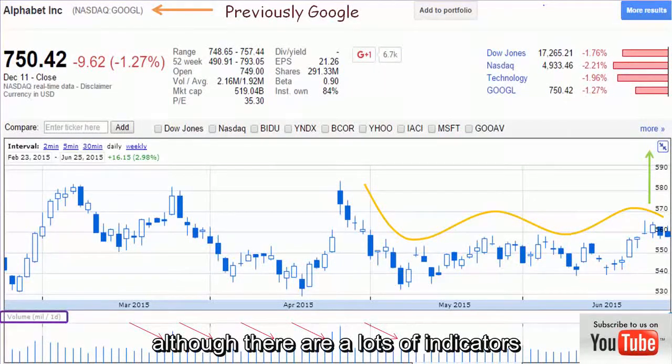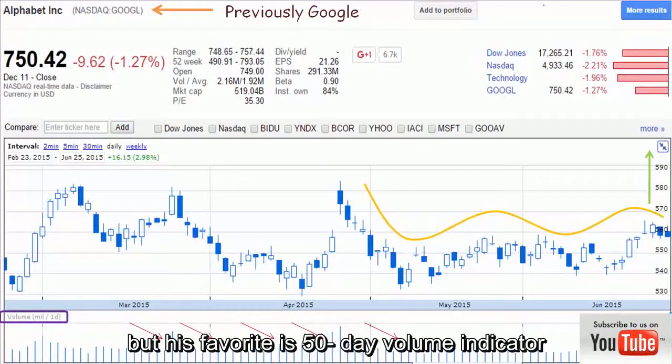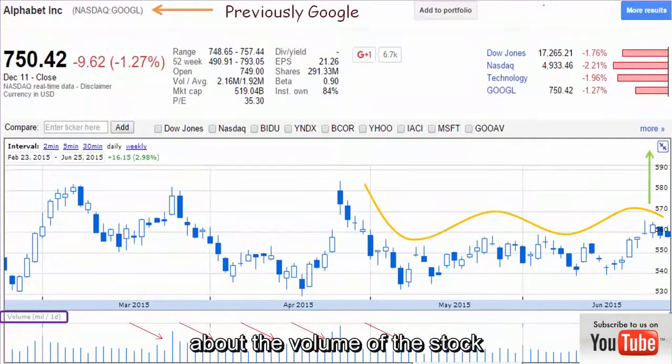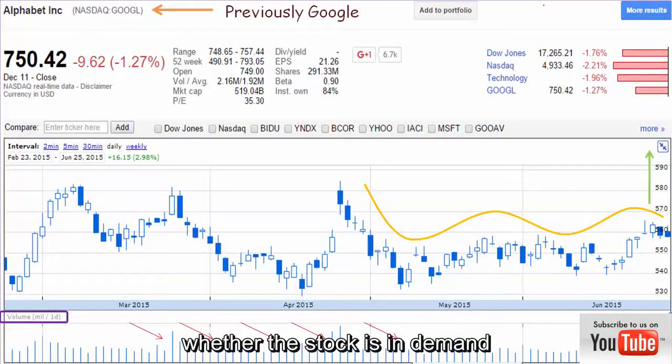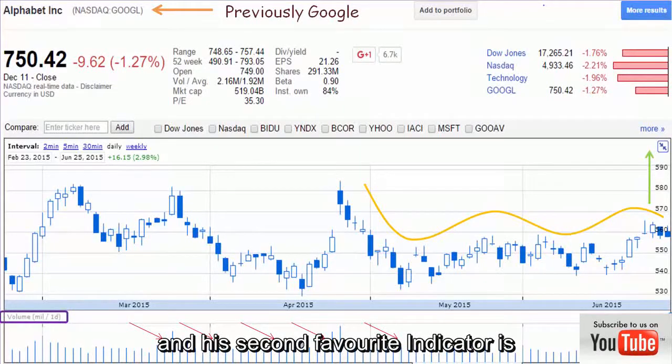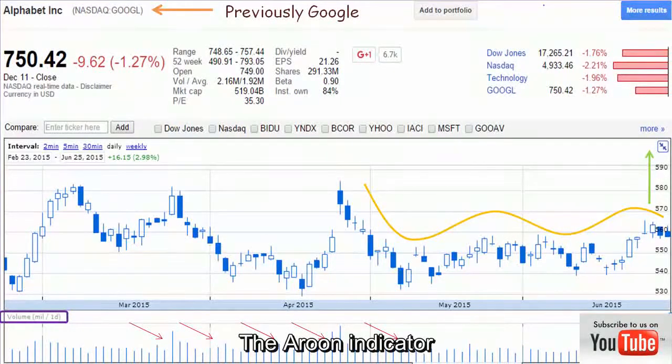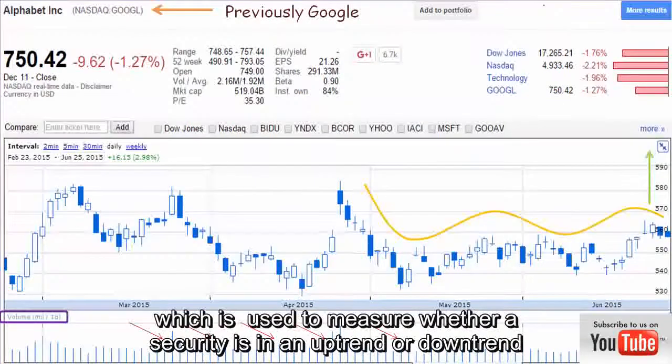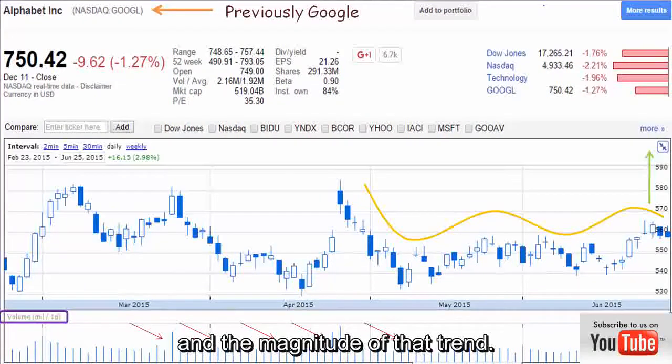Although there are a lot of indicators, his favorite is the 50-day volume indicator, which tells about the volume of the stock, which ultimately tells whether the stock is in demand or not. And his second favorite indicator is the Aroon indicator, which is used to measure whether a security is in an uptrend or downtrend and the magnitude of that trend.